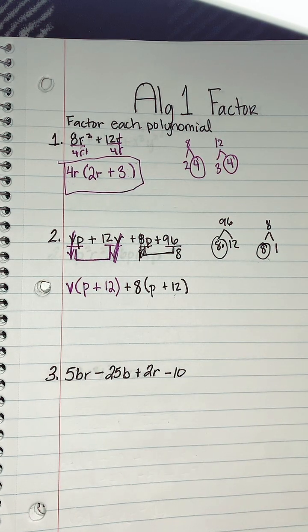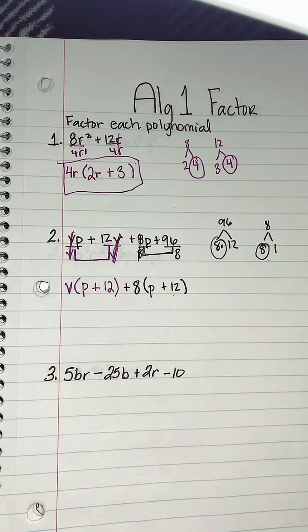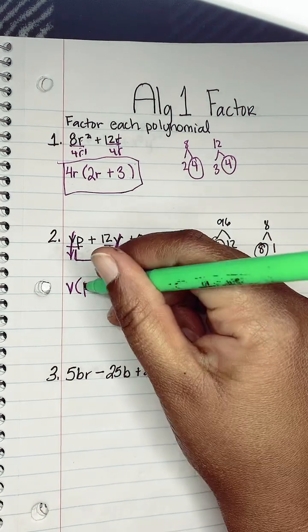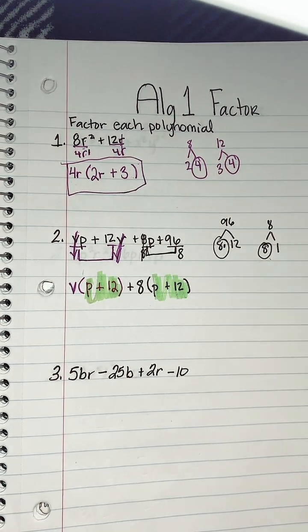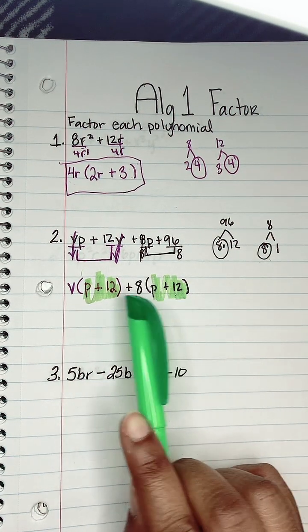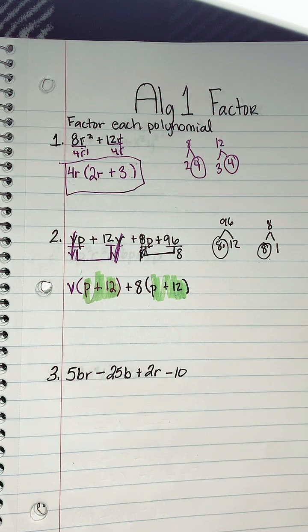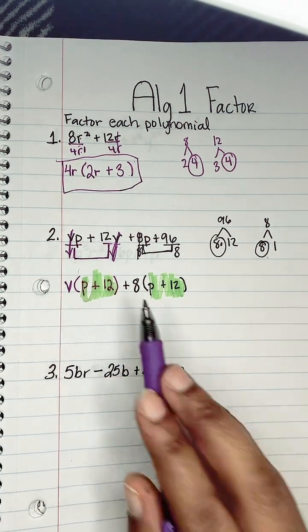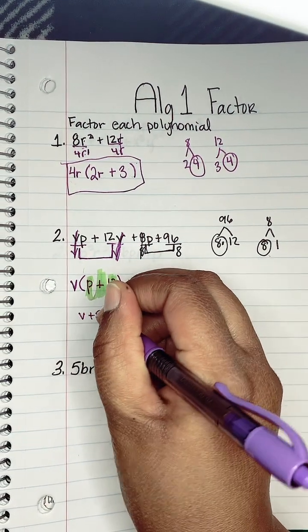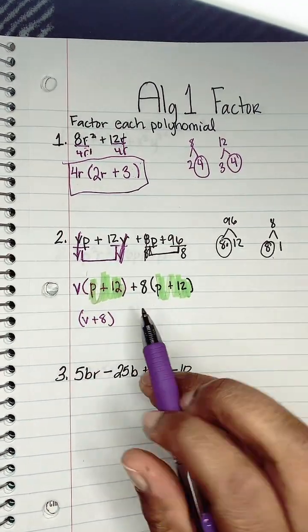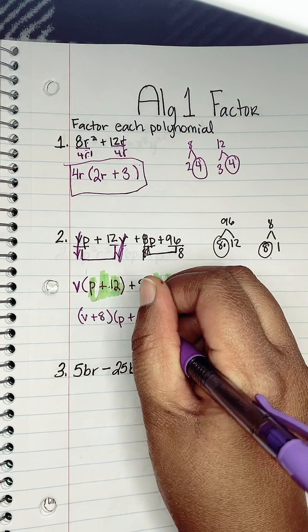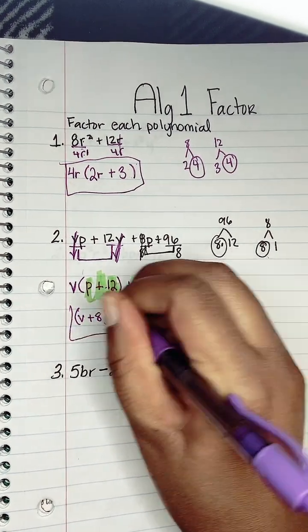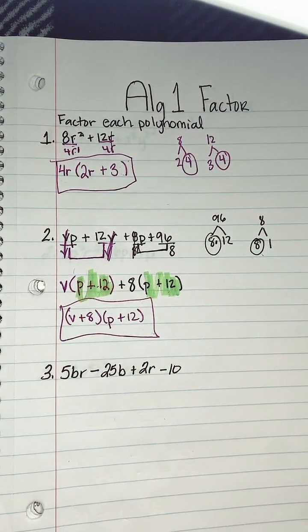Okay, great question. So now let's look here. Both of these have the same. That's what we wanted, right? And since both of these are the same, we know we're on the right track. We write our outers, V plus 8 on the outside. And then we drop down one of our same parentheses, p plus 12. And this is our answer.